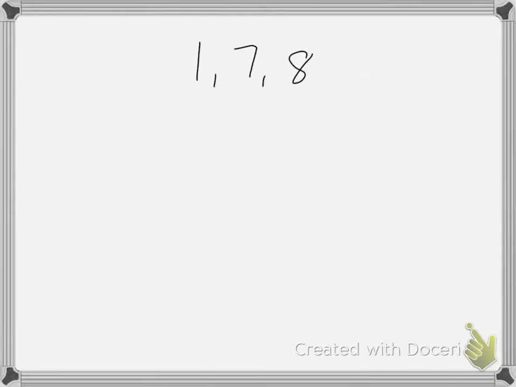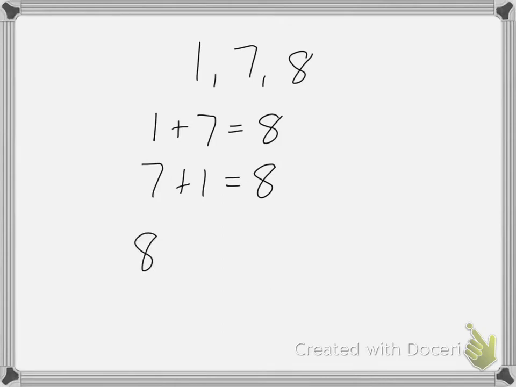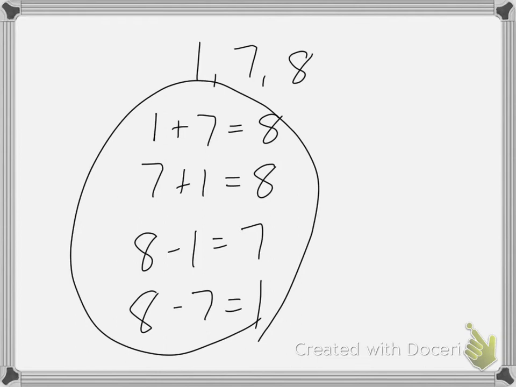Okay, let's try 1, 7, and 8. So I need to have two addition fact families. So that's going to be 1 plus 7 equals 8, or 7 plus 1 equals 8. And then I need two subtraction. So that'd be 8 minus 1 equals 7, and 8 minus 7 equals 1. Now you can write these in any order and get the correct answer. Just make sure that you have 2 that are addition and 2 that are subtraction.